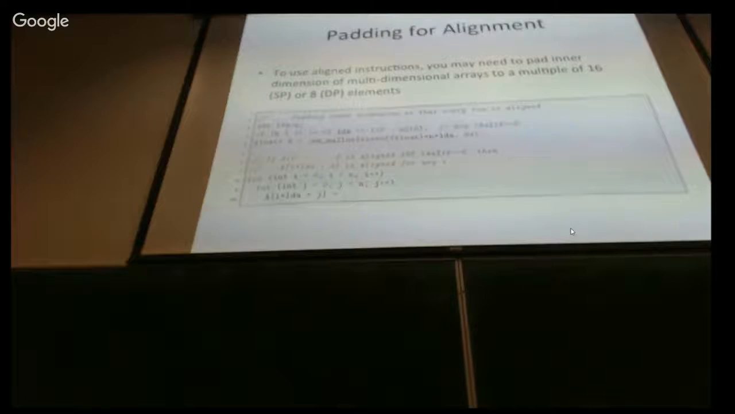And then to use aligned instructions, you may need to pad the inner dimension of multi-dimensional arrays to a multiple of 16 in the case of single precision, or 8 for double precision elements. So that's just padding with zeros for certain dimensions of your array to ensure that alignment is happening for multi-dimensional arrays, just to ensure that every row of your multi-dimensional array is properly aligned.